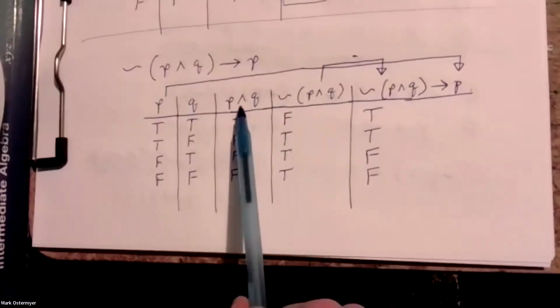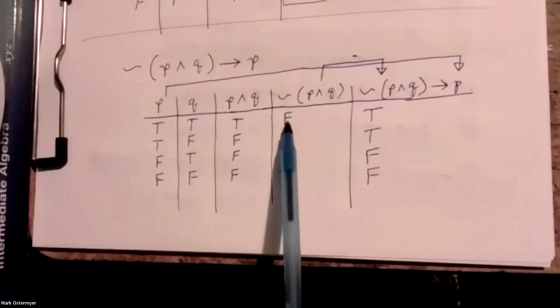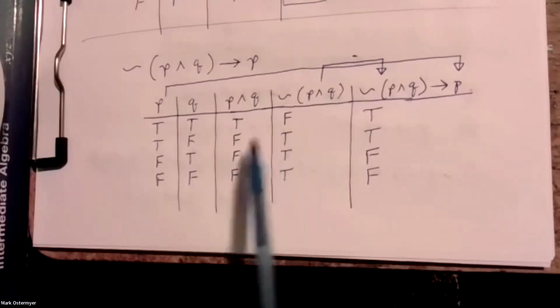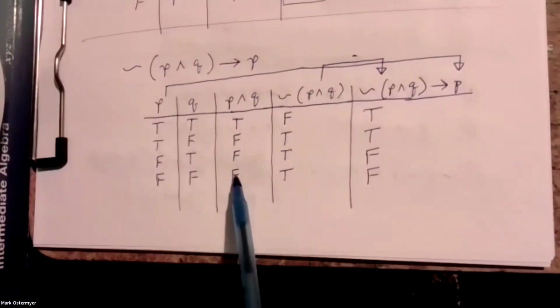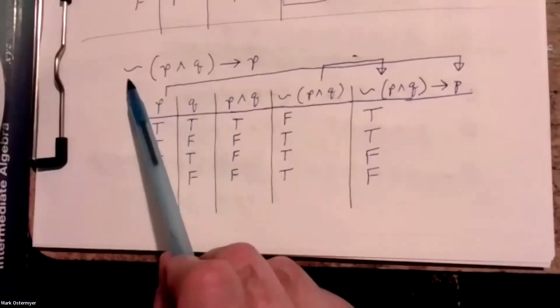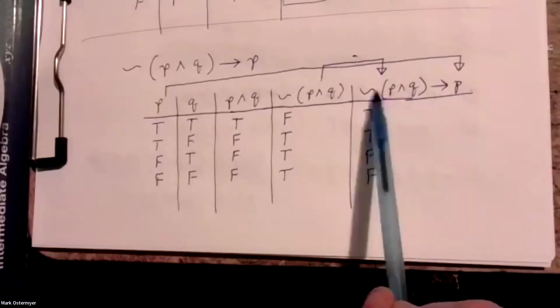The negation of the previous column. So what's the negation of true? False. What's the negation of false? True. That's done. So, ladies and gentlemen, I dealt with what's inside the parentheses and negation. Now it's time for the what? The if then. That's my last column, the if then, the whole darn statement.